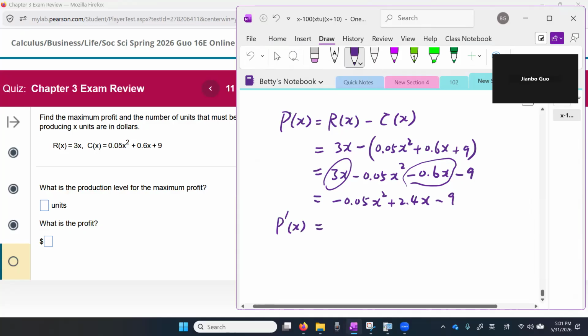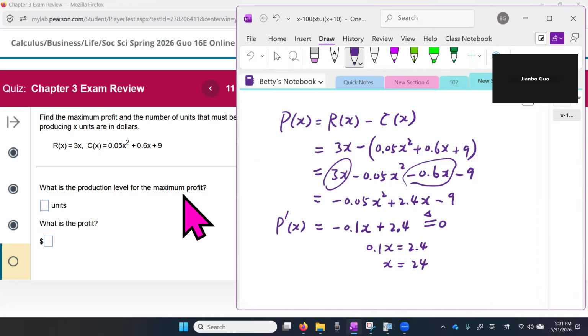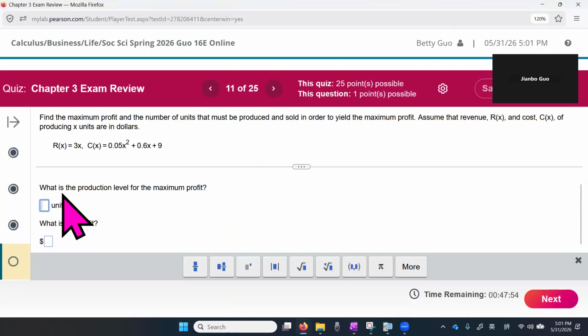Take the derivative. We have negative 0.1x plus 2.4. Make it 0. We have 0.1x equals 2.4. So x equals 24. So the production level should be 24 units.